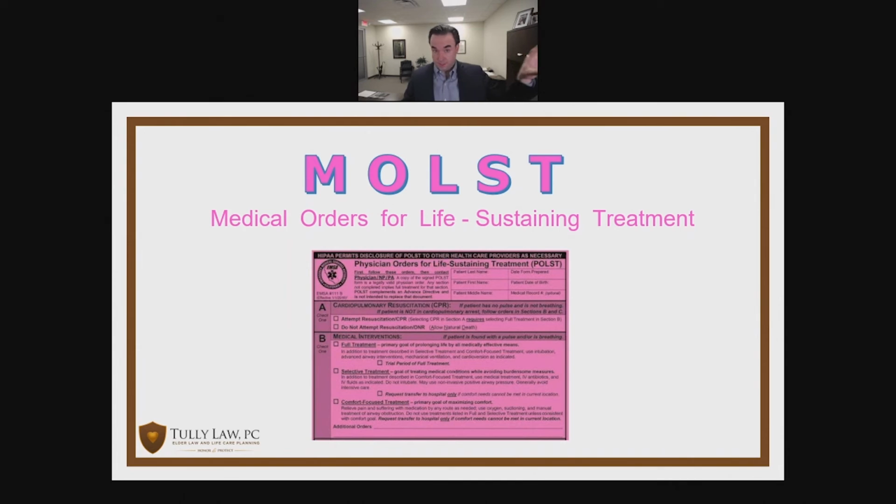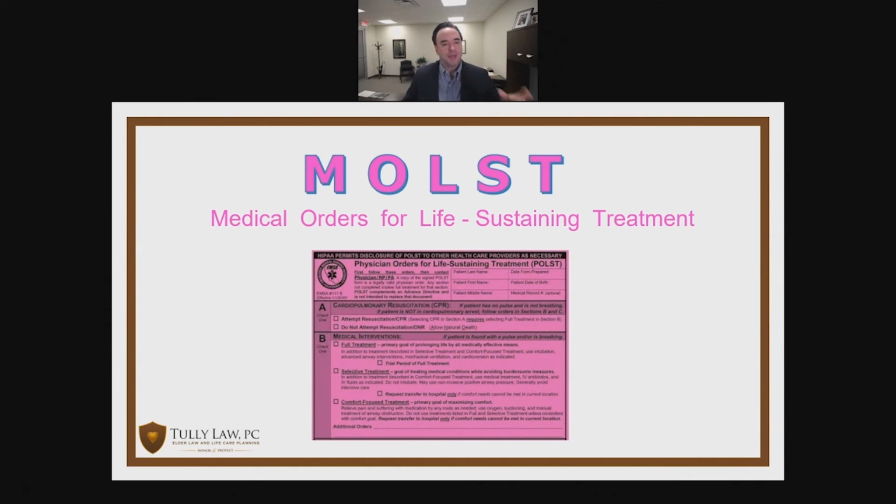There are other programs in other states that start with the letter P. So it's called a POLST instead of a MOLST. And you'll actually see the form on the screen. If you can read it, it actually says POLST. That stands for Physician Orders for Life-Sustaining Treatment versus New York's version, Medical Orders.